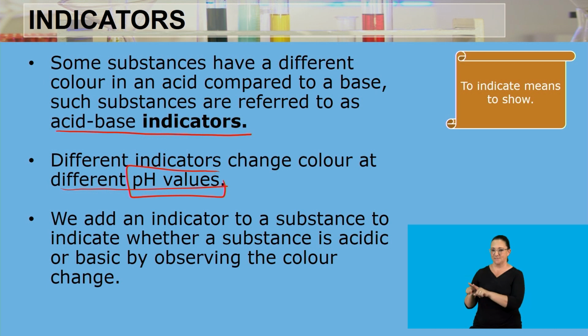Now, how do we then use indicators? We add an indicator to a substance to indicate whether it is acidic or basic by observing the color change. So the important thing is that we add the indicator into a substance that we want to test, and then the only thing that we need to do is to observe the color change. Remember, it is not advisable for us to taste. We just need to observe the color change of that particular reaction.